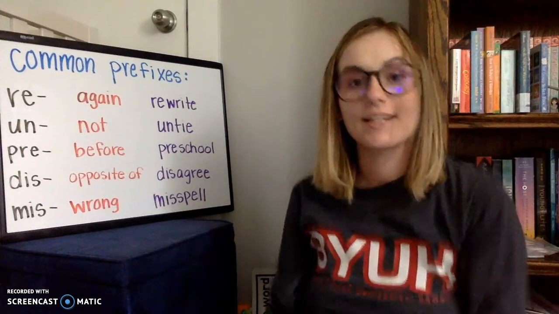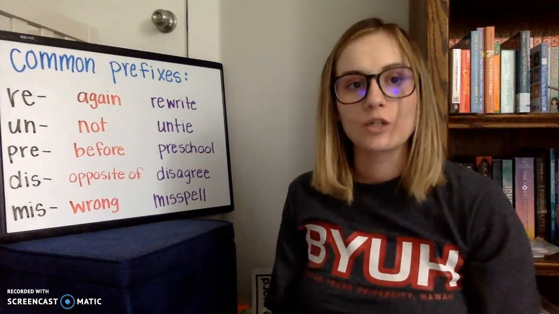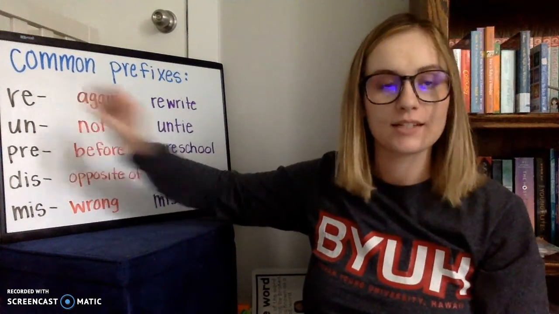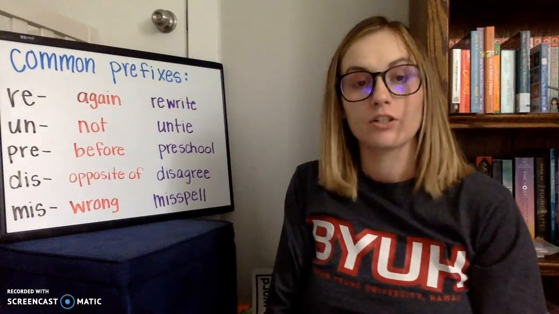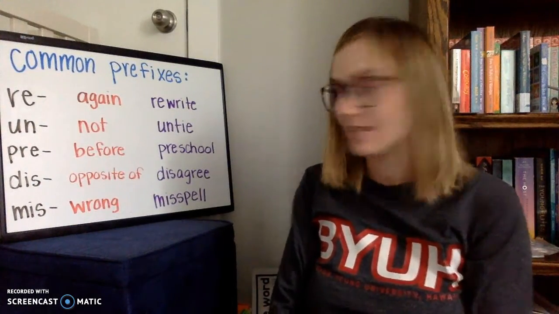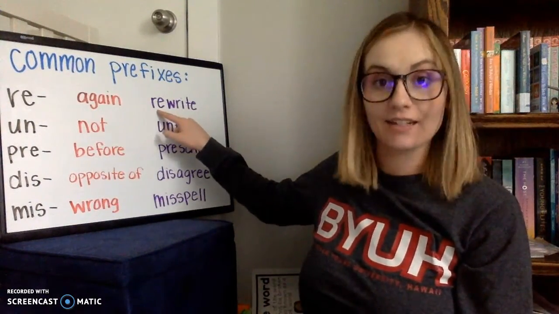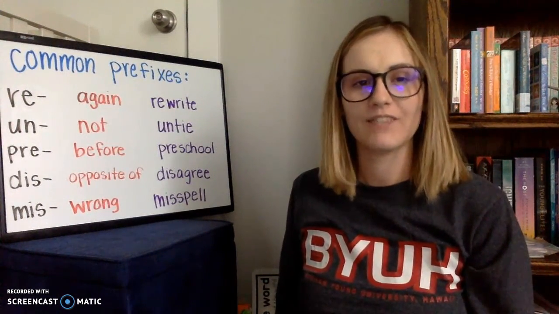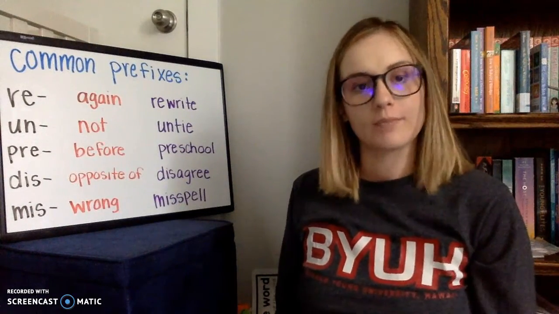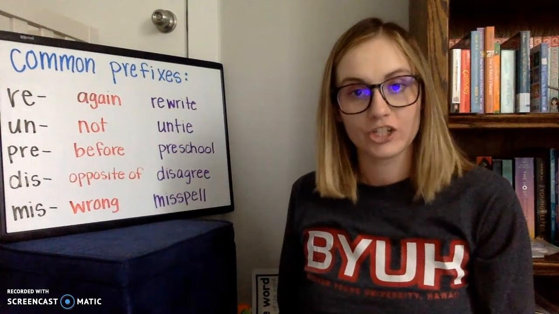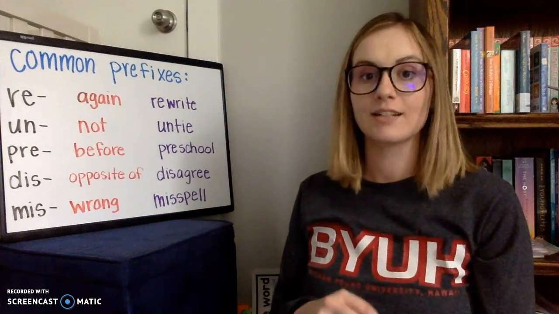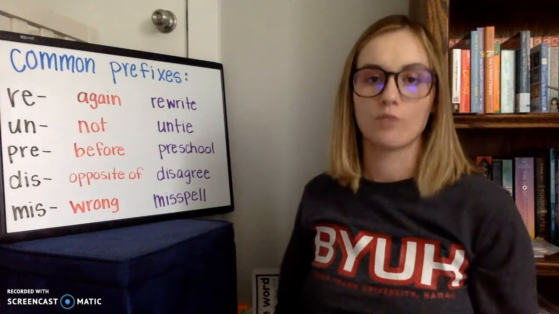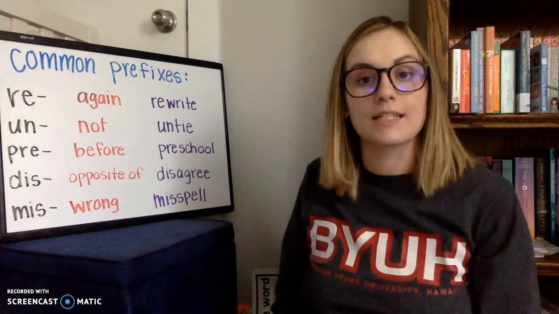Okay, let's talk about a few common prefixes. These are prefixes that we see a lot. The first one is re-. This little dash means that the rest of the word goes there. So re is the prefix. Re means again. So if I have the word rewrite, that means that I am writing again. The next one is un-. Un means not. So kind of, it means the opposite of, it means not. So if I'm untying my shoes, then I am not tying them, right? I'm taking them apart instead of tying them together. So it's the opposite of to tie. So not tie.